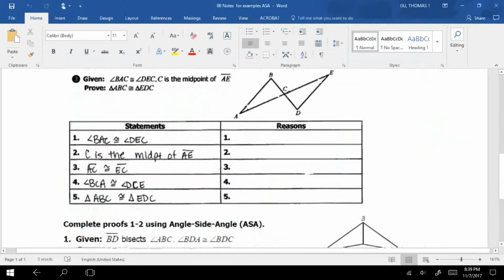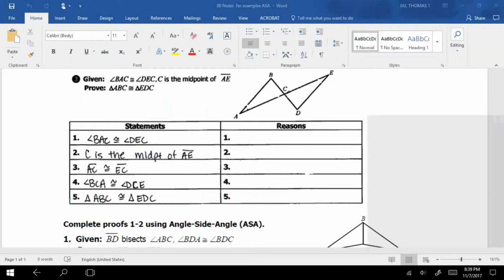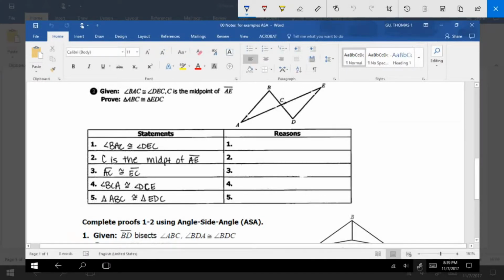Number 3, here we go. So once again, let's start by looking at our given and seeing what kind of conclusions we can draw from that. So let's take a look. First, they tell us that angle BAC, that's right here, is congruent to angle DEC. That's over here. And then they tell us that C is the midpoint of AE. Why would they tell me that C is the midpoint of AE? That's because they want us to know that AC, take a look, AC right here, is congruent to CE over here. That's the whole point of telling us that it's the midpoint.